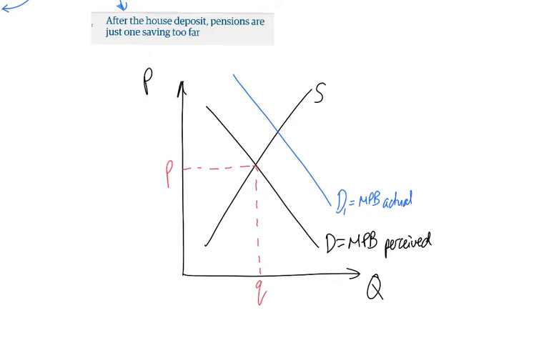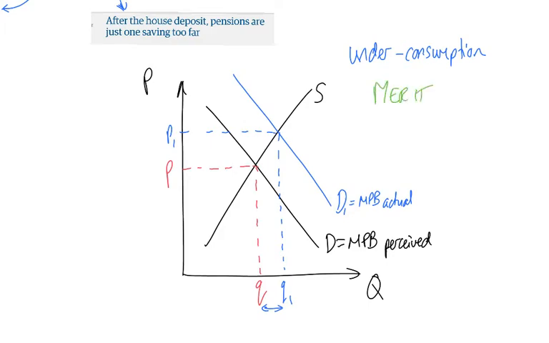So if we are considering the actual benefits that they receive from the pensions, then they should actually be saving Q1. And here we have a situation of underconsumption. People underconsume pension products because they don't fully appreciate the benefits. These sorts of goods are called merit goods. So we saw demerit, where people are unaware of the full harm of consuming something. The situation that we have here is a merit good, where people are unaware of the full benefit.